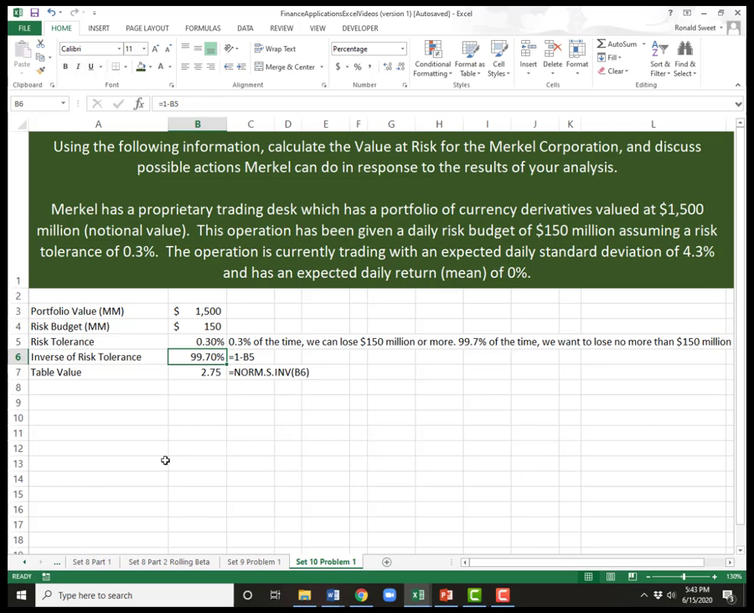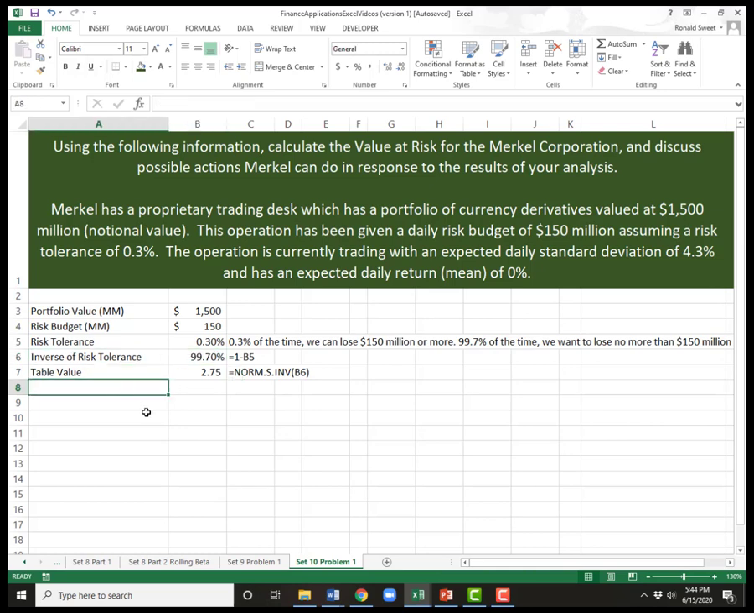If someone says their risk tolerance is 98%, they're doing this loss or less. We don't want to lose that much ever. If they say the risk tolerance is 2%, then they're saying that loss or more. So we're allowed to have that. So what they're saying is we're allowed to lose $150 million or more 0.3% of the time, or we want to lose no more than $150 million 99.7% of the time.